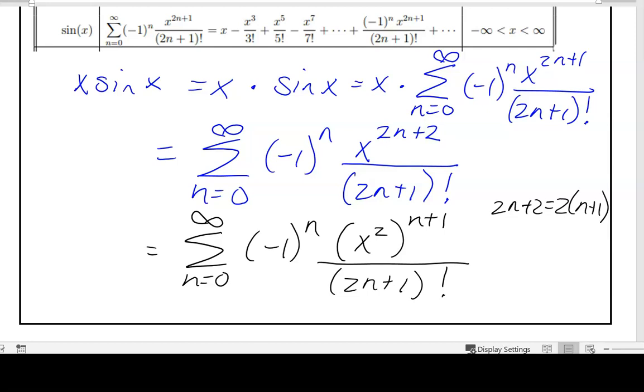-1 to the nth power times x squared to the n plus 1, all divided by 2n plus 1 quantity factorial. Because the sine's power series is convergent for all real numbers, we get for free that this power series is also convergent for all real numbers, over the same interval of convergence. Let's take a look at another example.